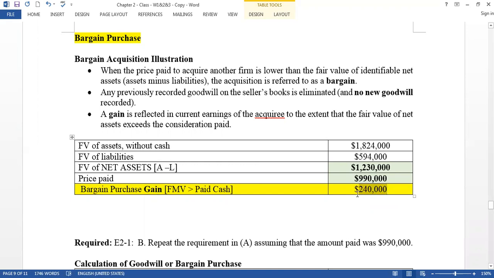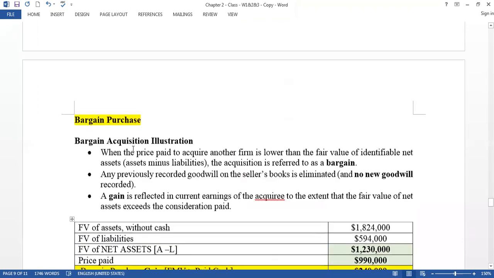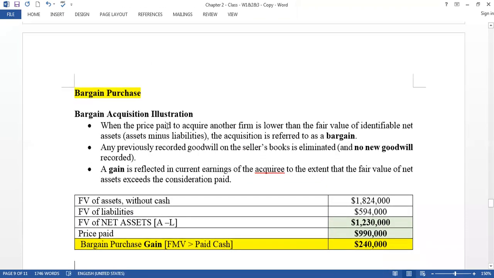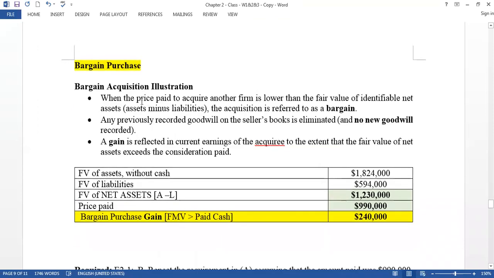Now, if you understand this table, let's see what is the meaning of bargain purchase option. You can see that when the price paid to acquire another firm is lower, that means you paid a lower amount, right? You paid lower than their fair market value, like here. Then it is called a bargain. So this is the definition of bargain: if you paid lower than the fair market value, it is called a bargain.